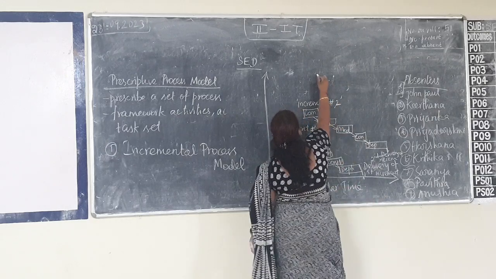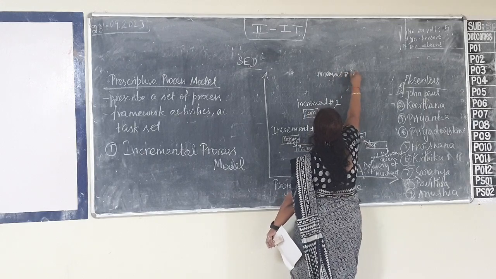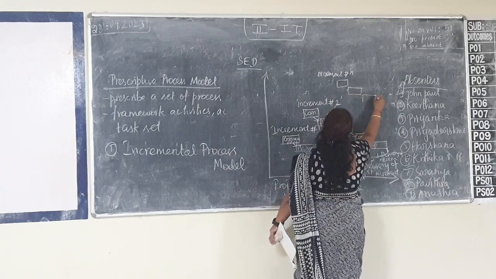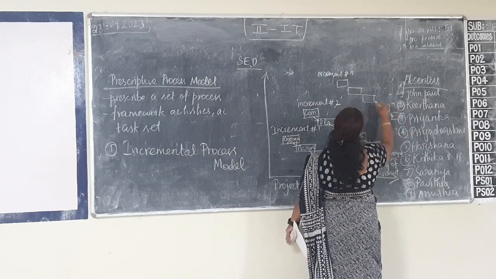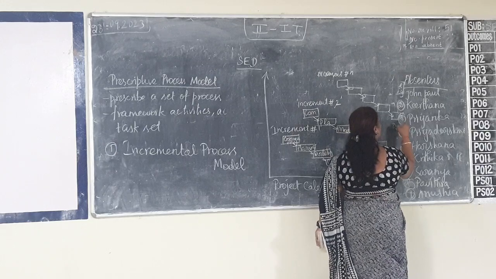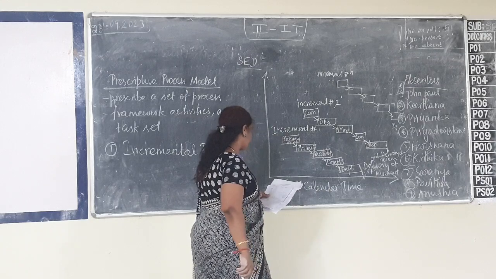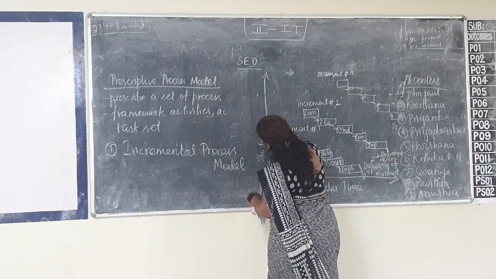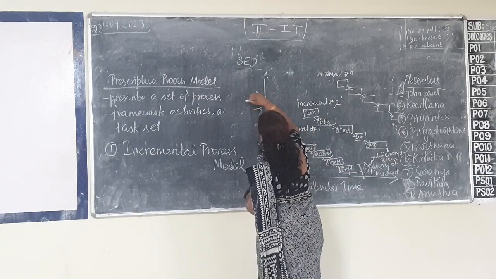I can have increment number n. It starts over here. You just extend here. So delivery of the nth increment will be at this point. Please note down: delivery of n increment, software functionality and features.